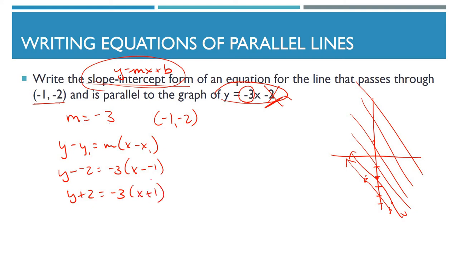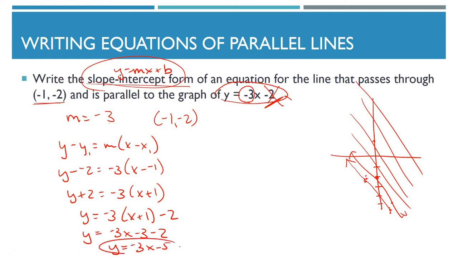Change my minus and negative to a positive. I'm going to subtract that 2 and then distribute. And the last thing I'm going to do is combine my like terms. And there's my equation. So here's my line. It passes through the point -1, -2 and has a slope of -3.